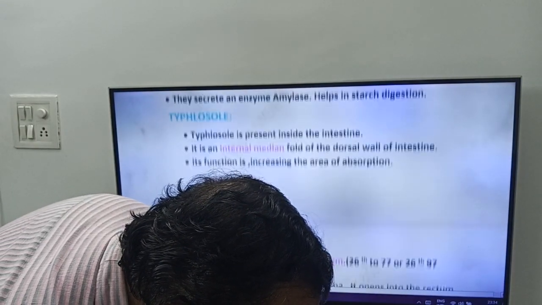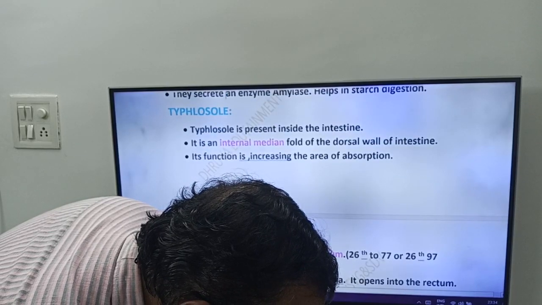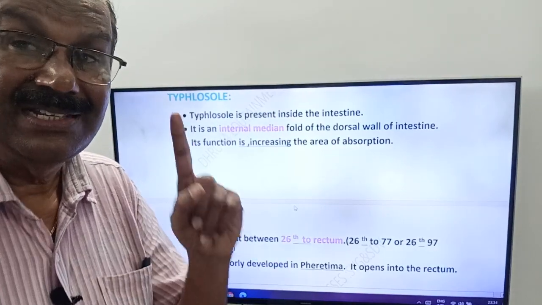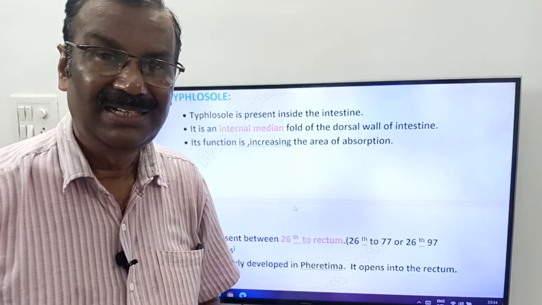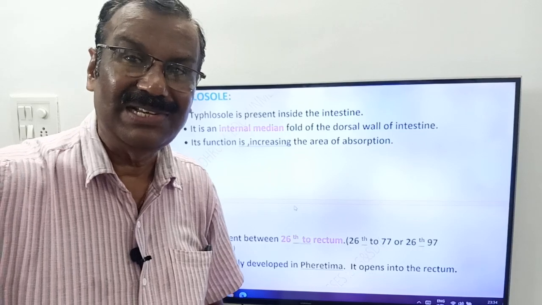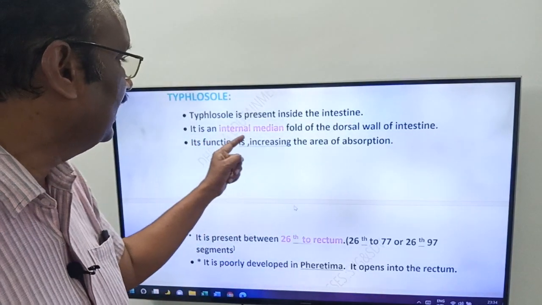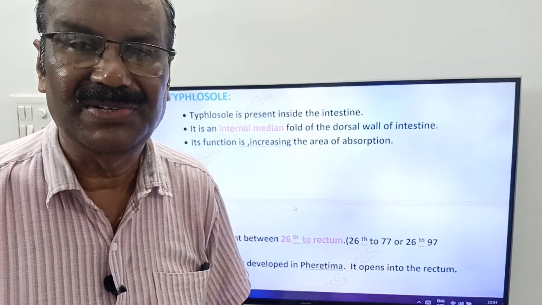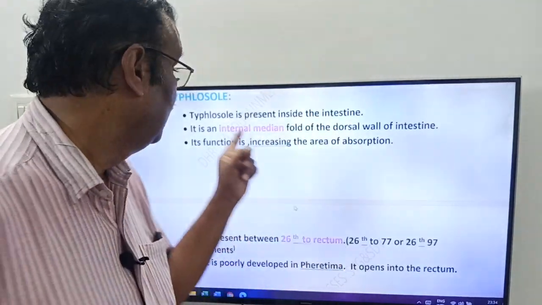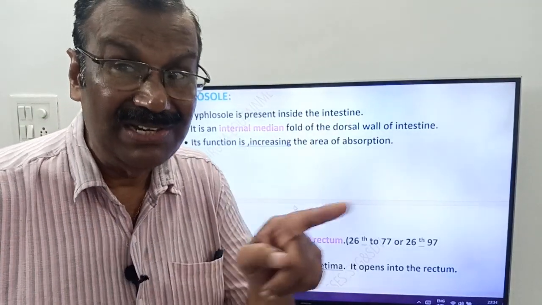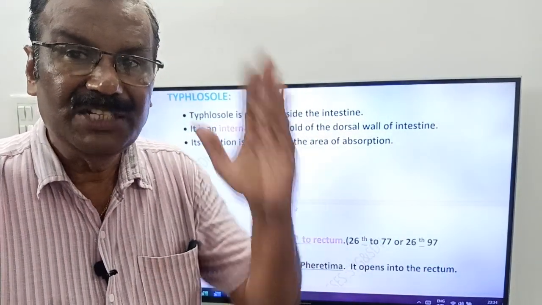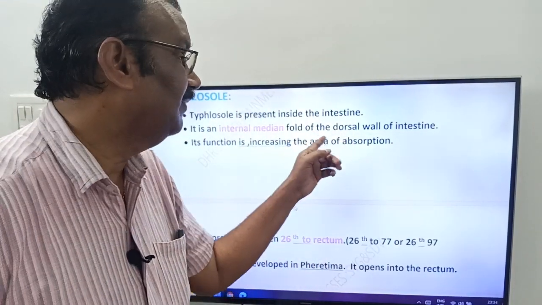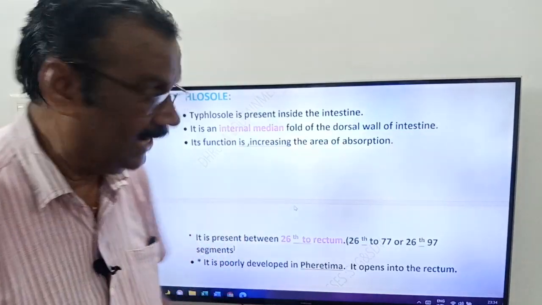Now come to typhlosole, friends. Typhlosole is present inside the intestine. See, friends, intestinal caeca are present outside the intestine. Typhlosole is present inside the intestine. It is an internal median fold of the dorsal wall of intestine. What is typhlosole, friends? It is an internal fold, see, present inside, friends. Median, it is present in the median, in the middle of the small intestine. From which side, friends? From the dorsal wall of the intestine.